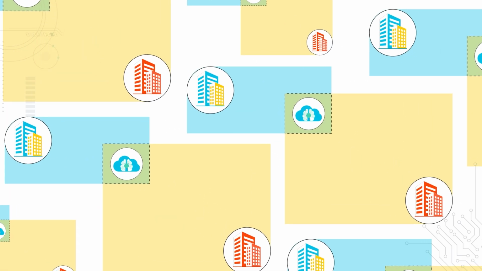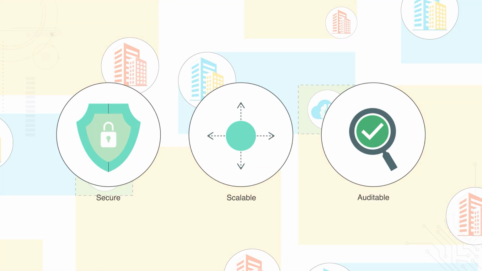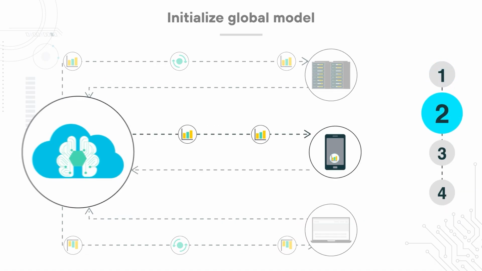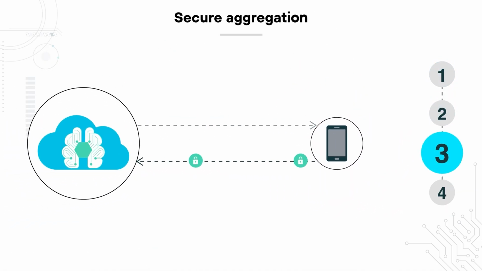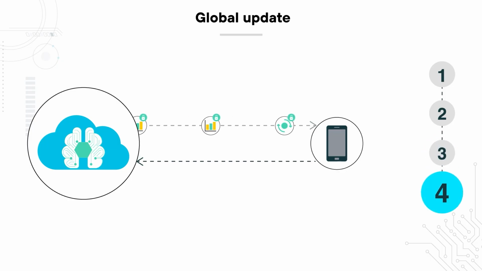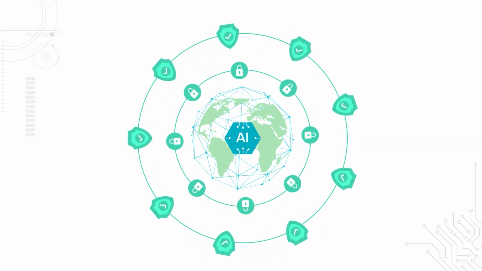Federated learning is also evolving. It's becoming more secure, scalable, and auditable. In short, federated learning changes how we train AI. It moves the model, not the data. And that shift is shaping the future of privacy-preserving AI.